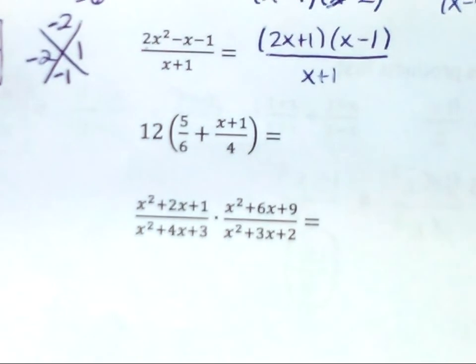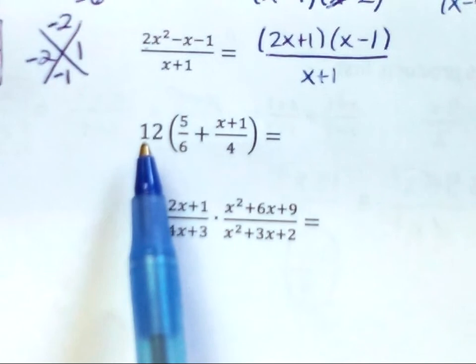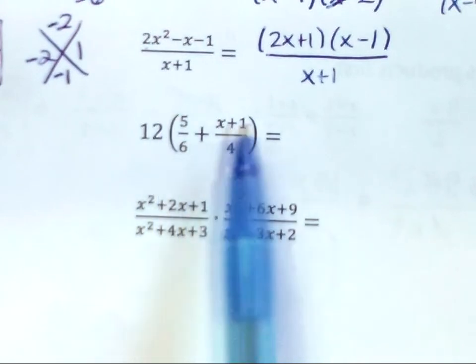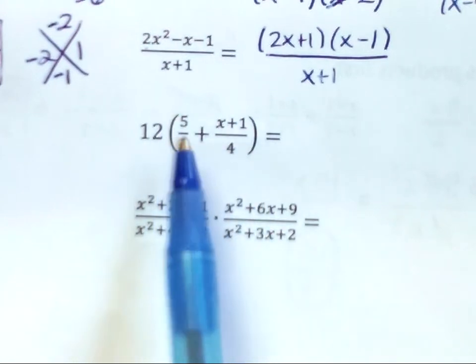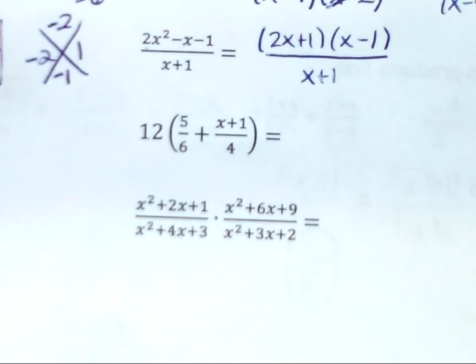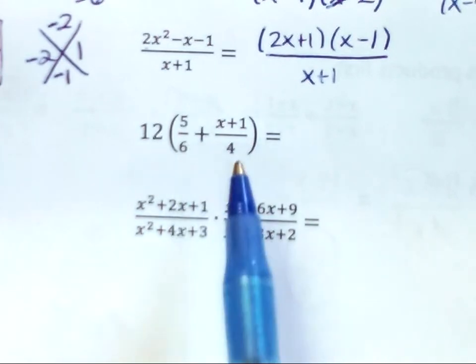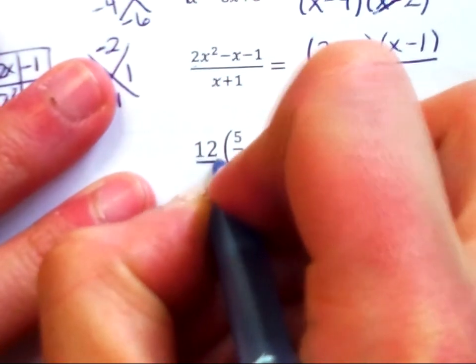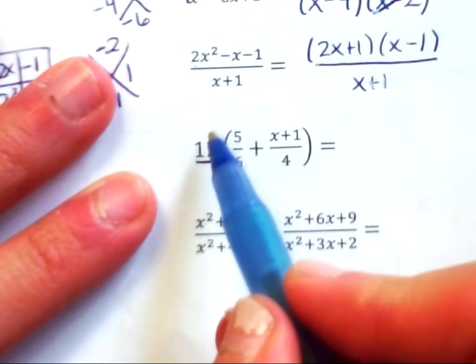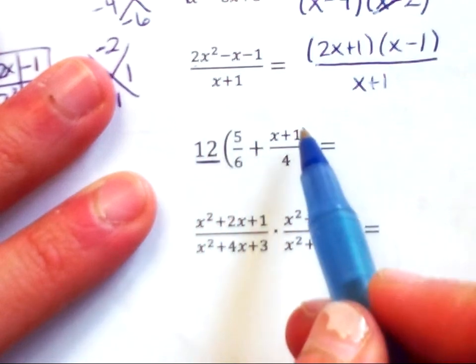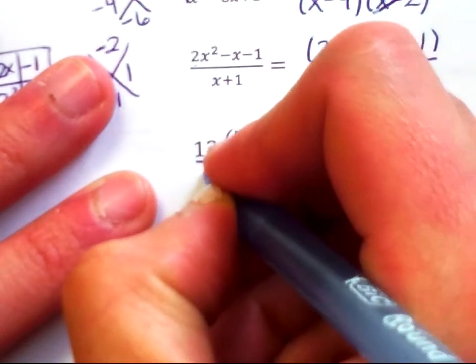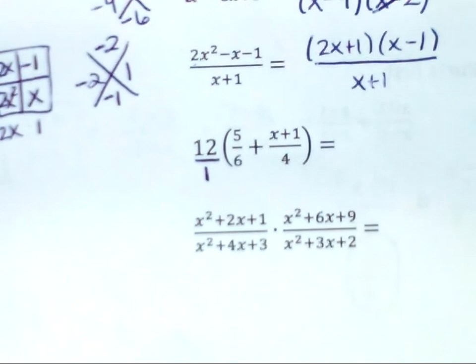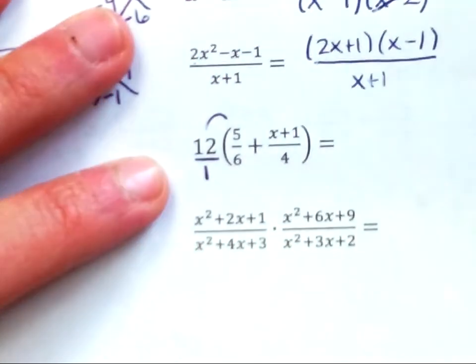Alright, so this one's a little different. We are multiplying 12 times the quantity 5 over 6 plus x plus 1 over 4. And we can't add these together as a first step because they don't have a common denominator currently. But the idea here is that we can distribute this 12 to both of the things inside the parentheses. And when we do that, so a 12 is the same thing as a 12 over a 1, right? So when we distribute the 12, we're only going to multiply the 12 times the numerators of the fraction.